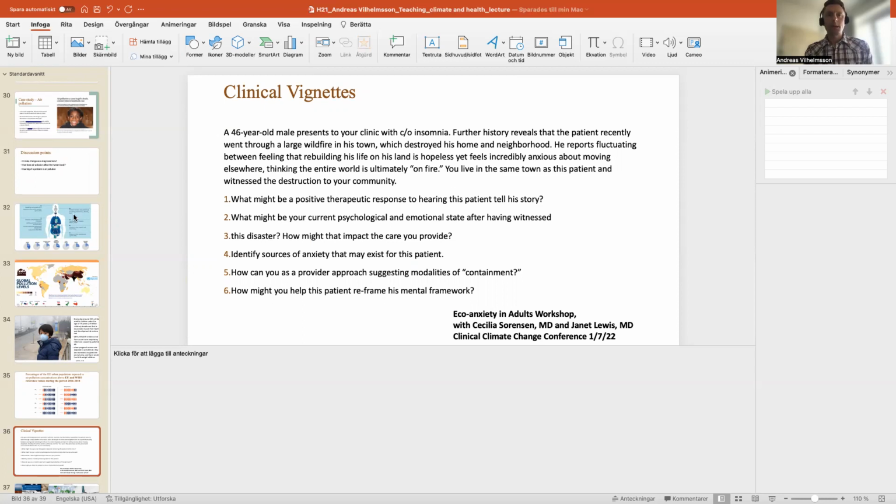And here one can discuss these kinds of questions: what might be a positive therapeutic response to hearing this patient tell his story? What might be your current psychological and emotional state after having witnessed this disaster? How might that impact the care you provide? Identify sources of anxiety that may exist for this patient. And how can you as a provider approach suggesting modalities of containment? And how might you help this patient reframe his mental framework? And the mental aspects of climate change have not been discussed so much. This is a very increasingly important problem.